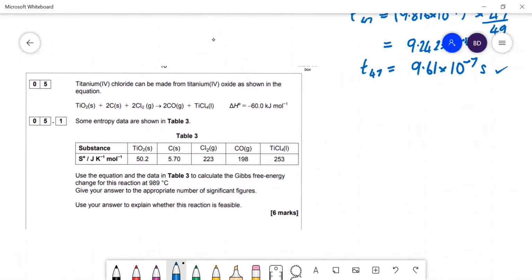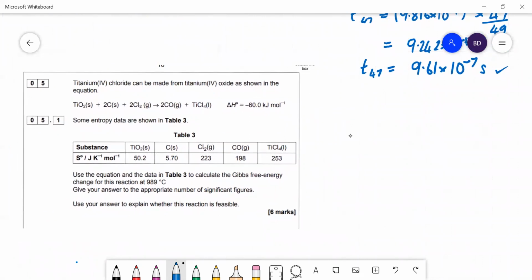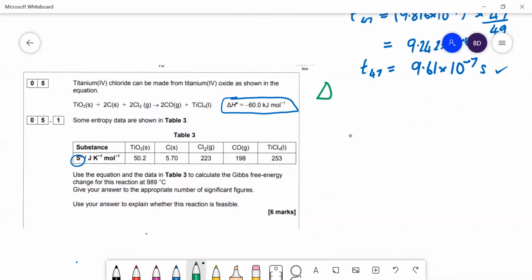Right, so this is a thermodynamics question. We've got titanium 4 chloride can be made in that equation here. They give us the entropy values here, and they give us the delta H value. So what we've got to do is find out delta G. Okay, so don't forget delta G, and you need to know that equation is delta H minus T delta S. Okay, so let's work out delta S.